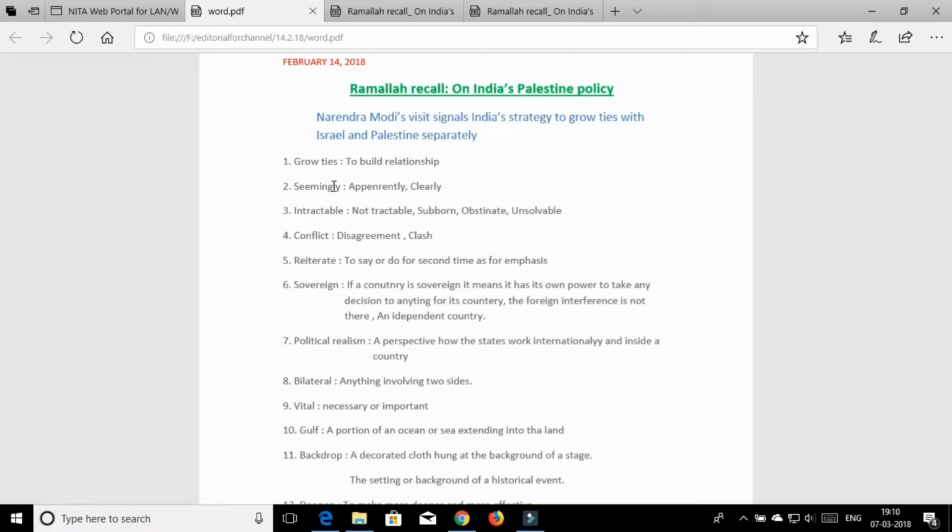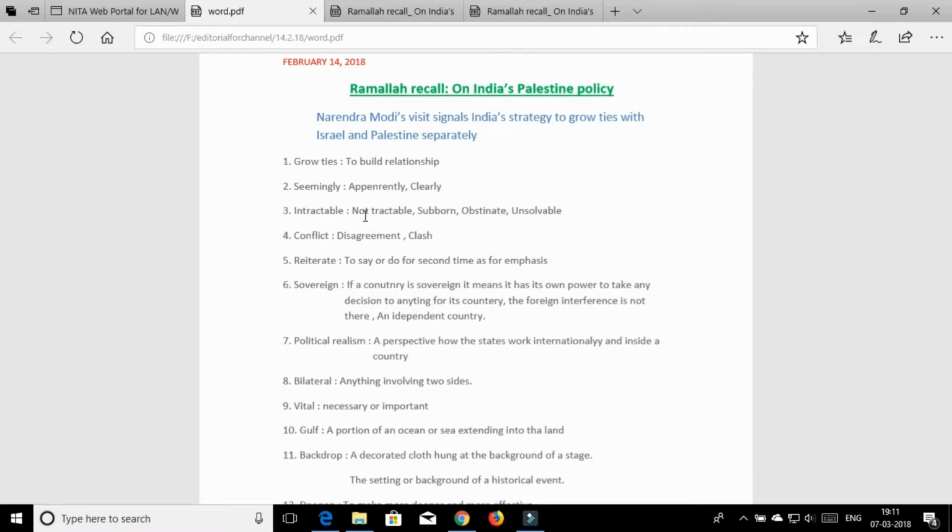Next word is intractable. It's a very good word. This is the opposite of tractable. Tractable means something which can be solved very easily. That's why the meaning of intractable is something which is unsolvable, that cannot be solved, like the problem of India and Pakistan. We have been fighting each other over past years, but we have not got any solution yet because the problem is intractable, we can say.